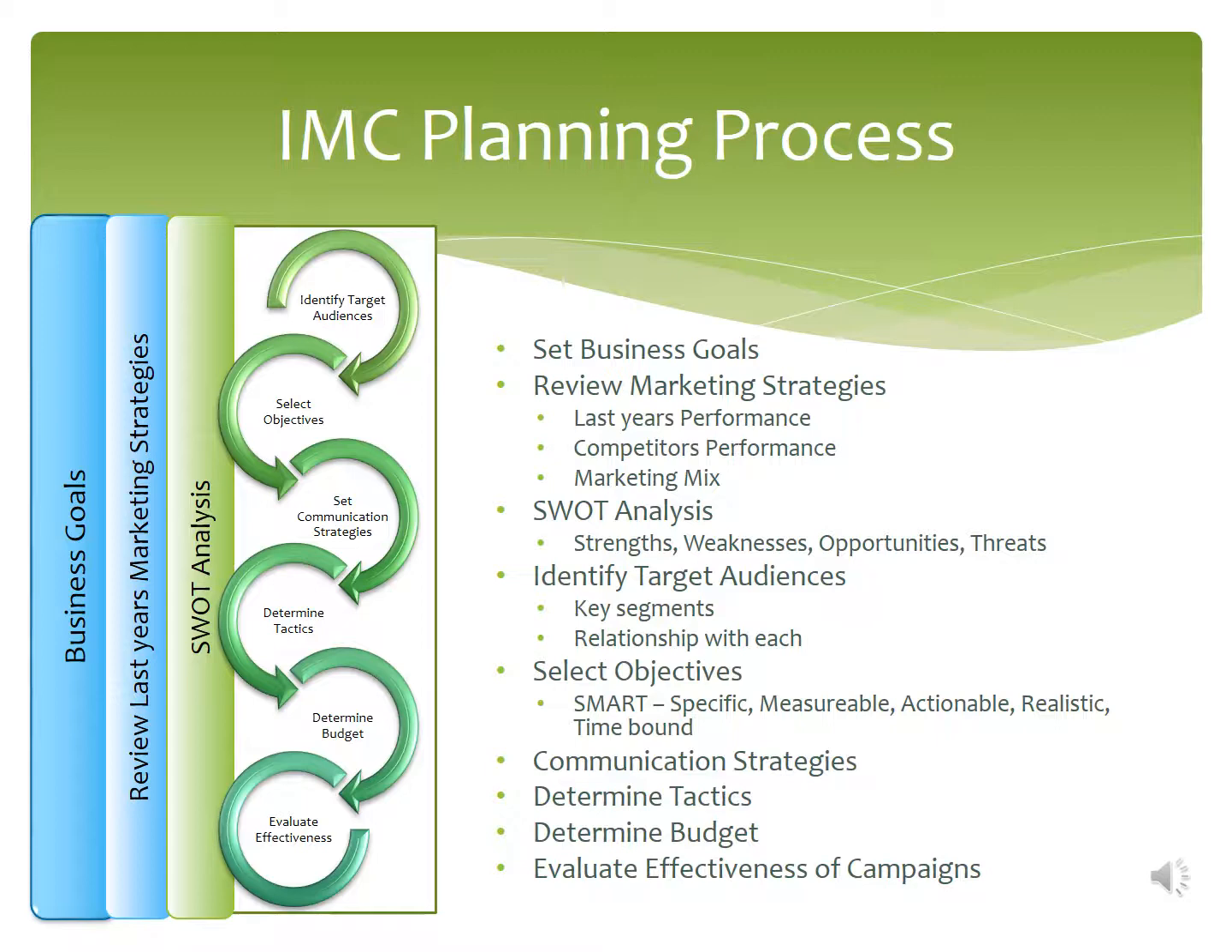An integrated marketing communication plan process. First thing you do is you start with setting your business goals. It is very important to set goals that you can reach, that are overall goals for the business. The next thing you need to do is that you're going to review your marketing strategies. So you want to see what you did last year, how you performed last year, how your competitors performed. You want to look at your marketing mix that you used last year, what was working, what wasn't.